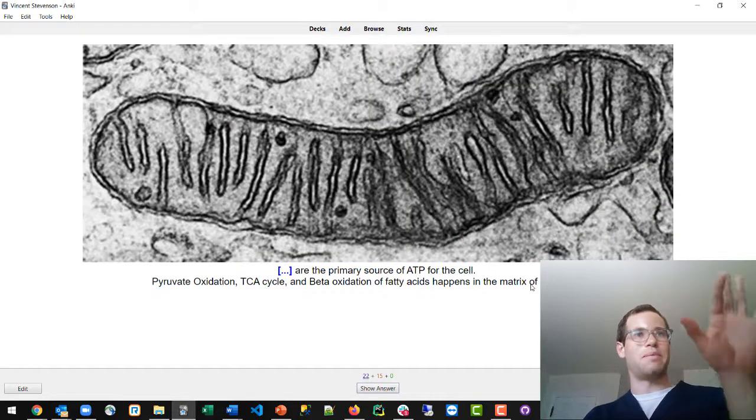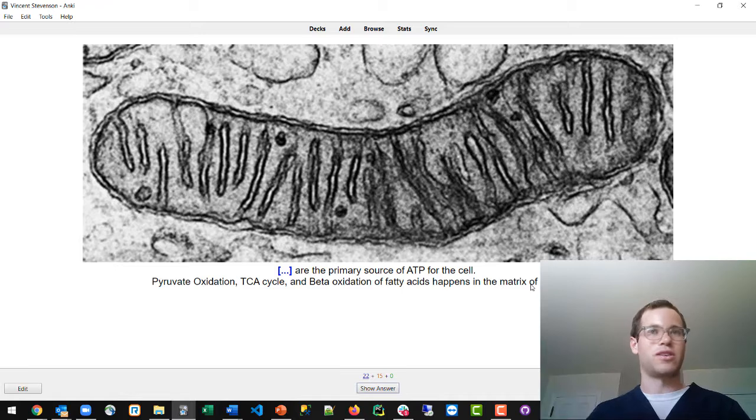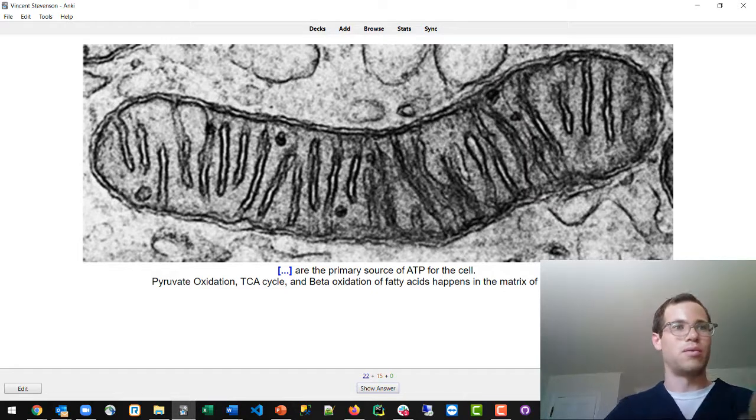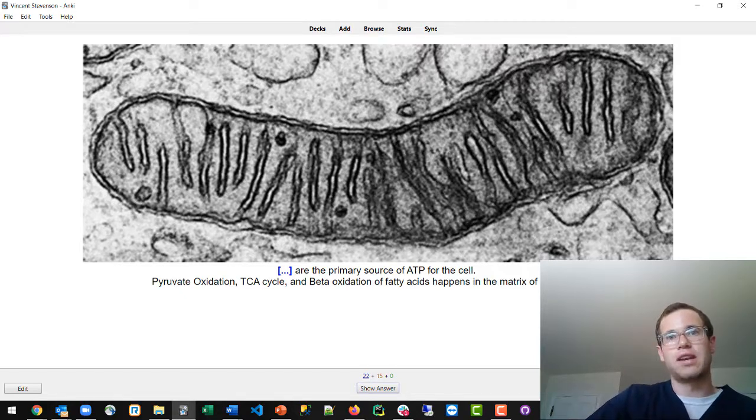Now we're looking at a picture of mitochondria. Mitochondria are what produces the ATP in the cell, the main energy source for the cell. And the key thing to make note of is that inside the matrix, so in the inside of this picture, the slightly lesser gray region here, that is where we're doing our pyruvate oxidation, the citric acid cycle, and beta oxidation of the fatty acids.